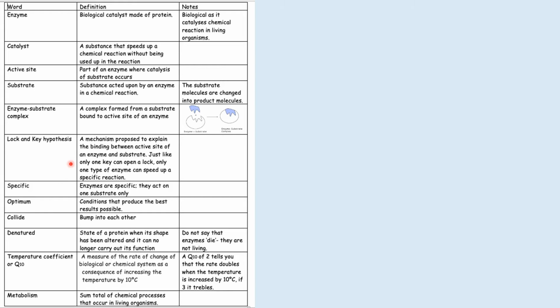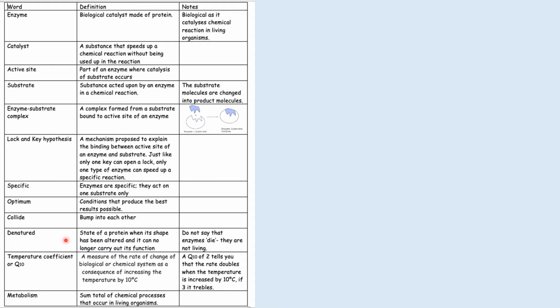Lock and key hypothesis. This is a mechanism proposed to explain the binding between active sites of an enzyme and the substrate. Just like only one key can open a lock, only one type of enzyme can speed up a specific reaction. So enzymes are very specific to the substrate that they catalyze the reaction of. Specific, following on from that, enzymes are specific, they act on only one substrate. Optimum, conditions that produce the best results possible. Collide means that they bump or knock into each other.